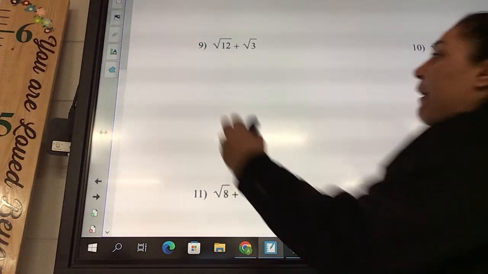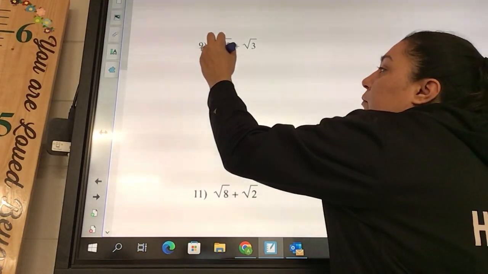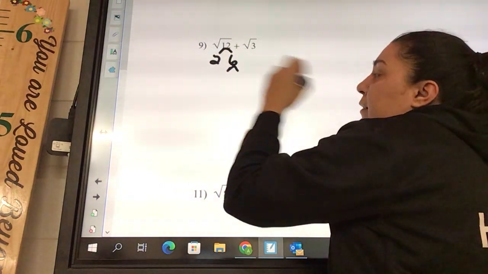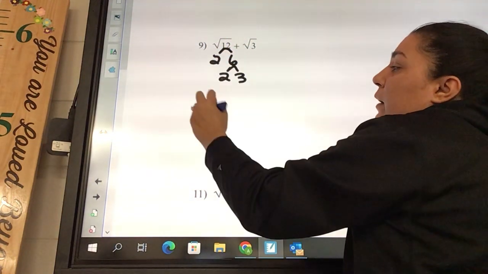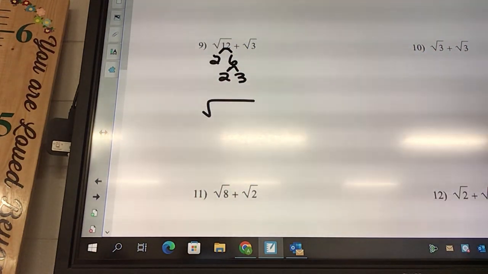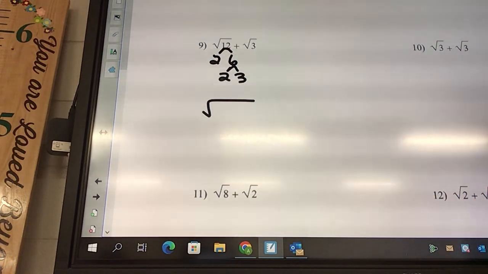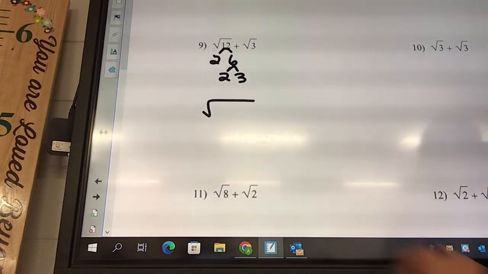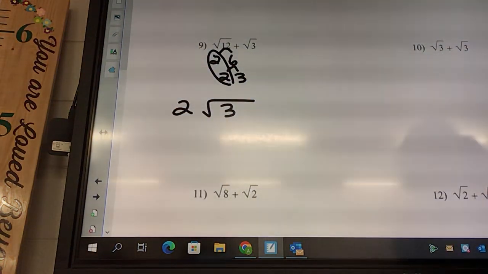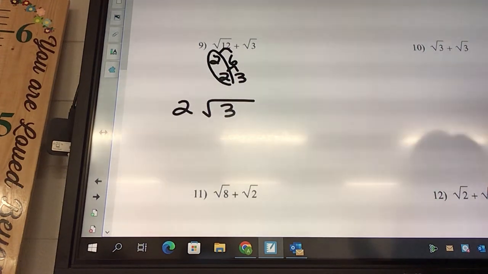So what are some factors of 12? 3 and 4. Or 2 and 6. Okay, and then 6, 2 and 3. Okay, so what is that radical going to become? 2 on the outside, 3 on the inside. Okay, so the 2's can go and the 3 cannot go. Okay, so the square root of 12, we have simplified that radical to 2 square root of 3.